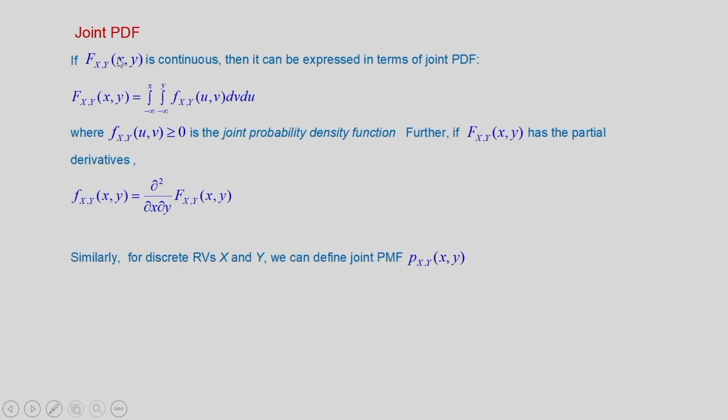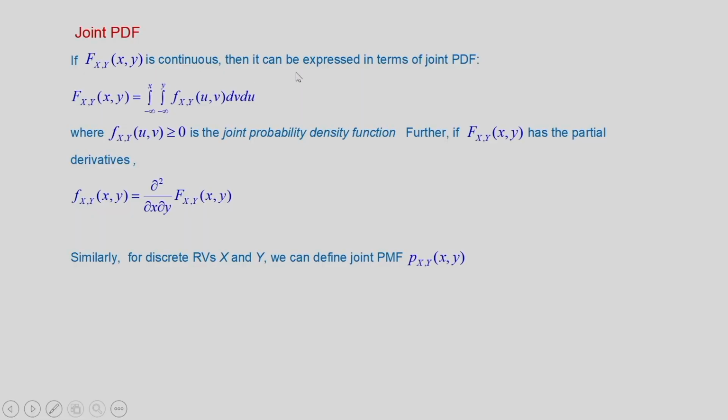Joint PDF. Now, we will go to continuous random variables. If the joint CDF is continuous, then it can be expressed in terms of the joint PDF. This is the basic expression. The joint CDF can be expressed as the double integral from minus infinity to x and minus infinity to y of small f_XY(u, v) dv du.